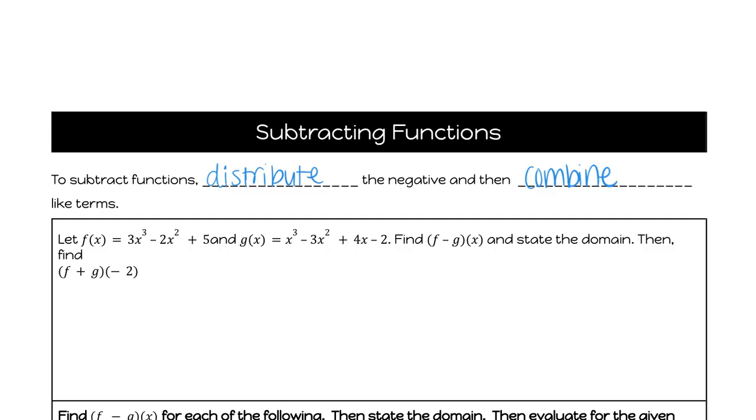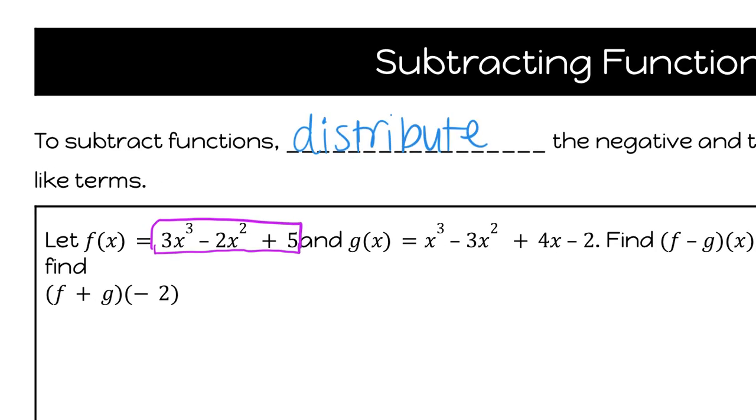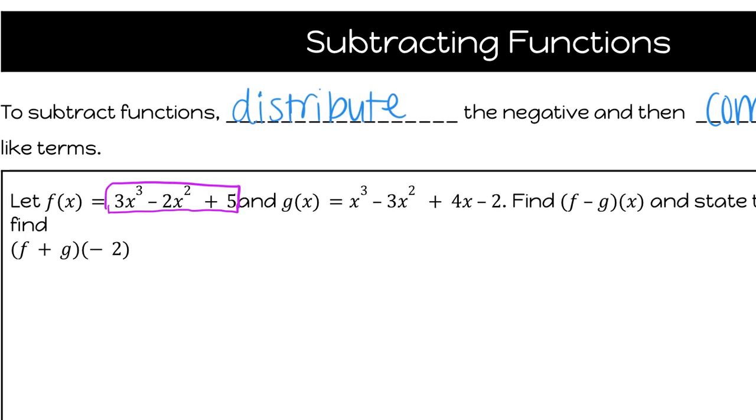Okay, so it looks like we have two cubic functions here. So if we're looking at f of x, it's 3x cubed minus 2x squared plus 5. Don't forget that plus 5. It's kind of too close to that word "and" there. And then we have the g of x function, which is also a cubic function. So we're going to subtract those. It says find f minus g of x.